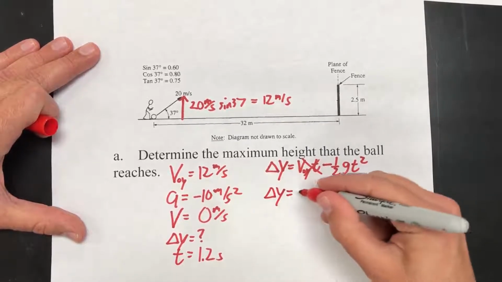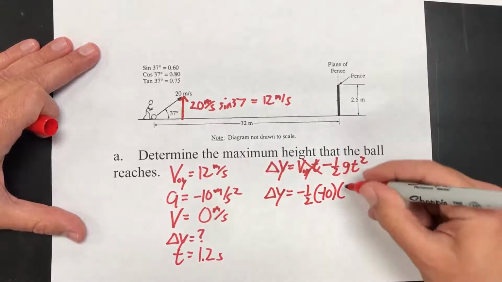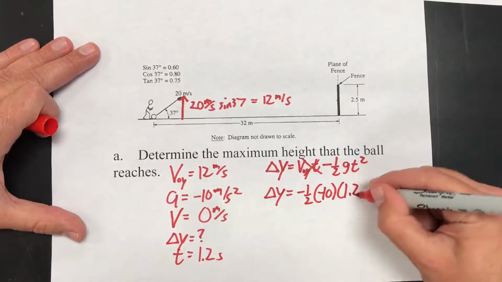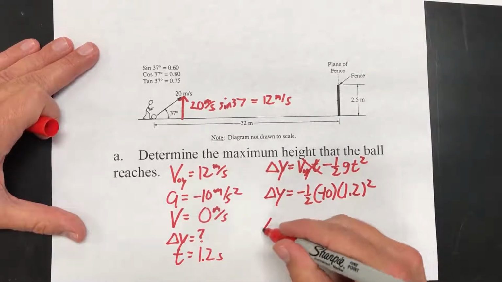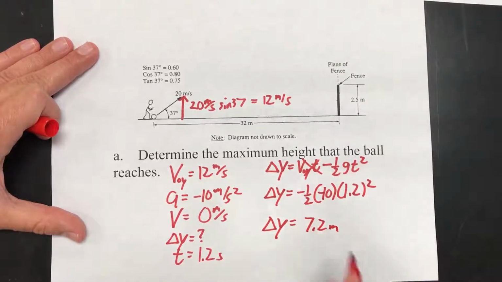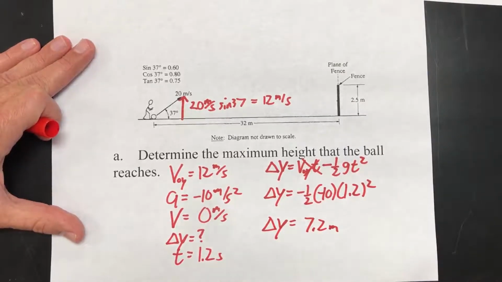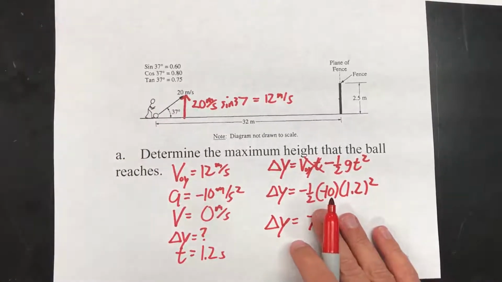So just plug that in there, minus 1/2, gravity is negative 10, the time is 1.2 seconds. Don't forget to square it, and if you work all of that math out, you will get 7.2 meters. The two negatives cancel each other there. So that is part A.